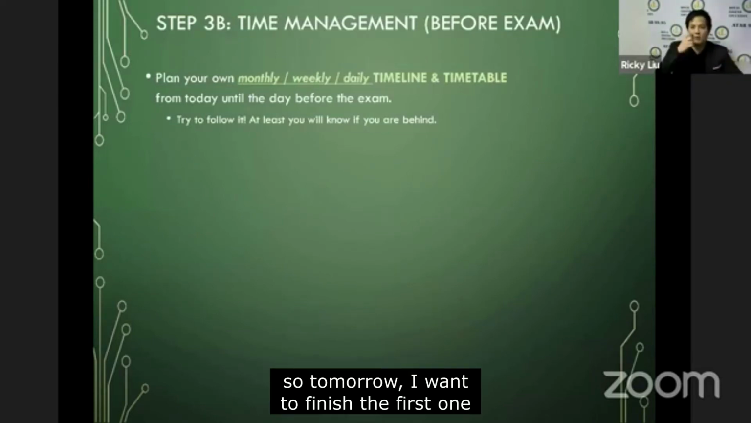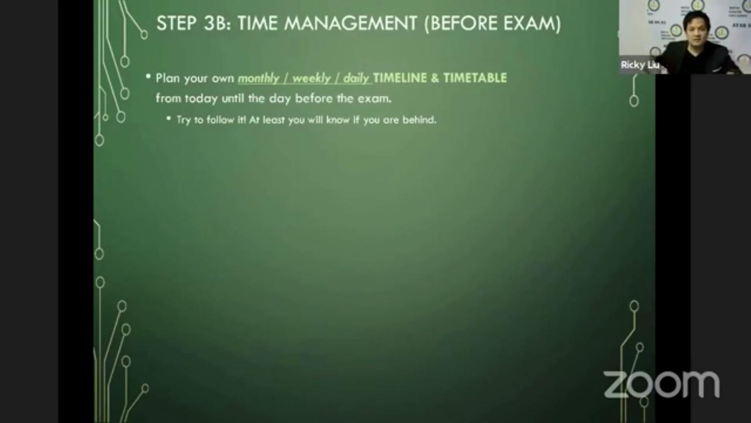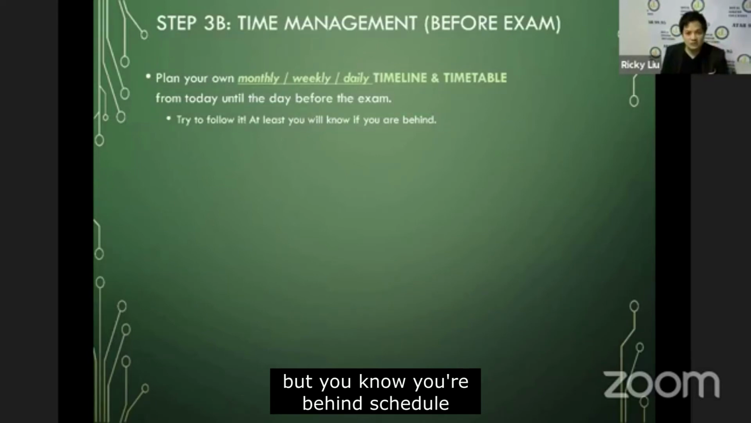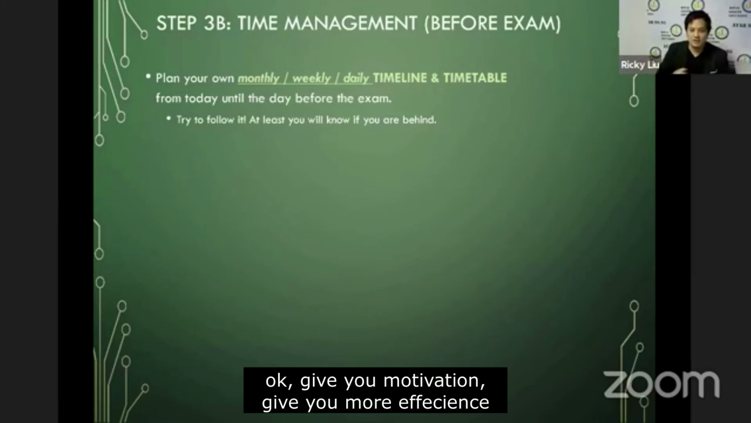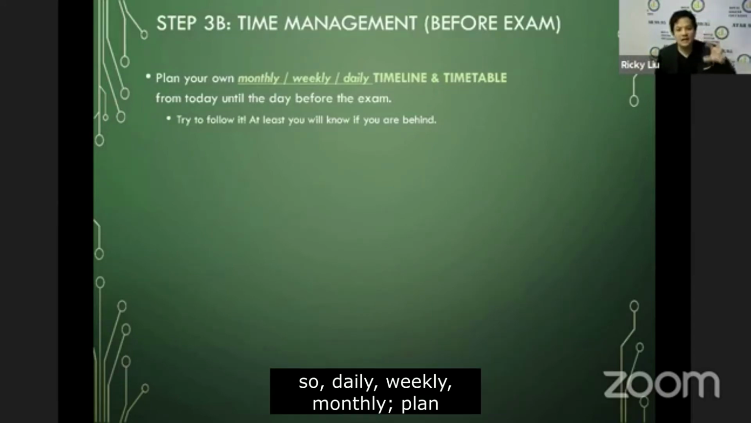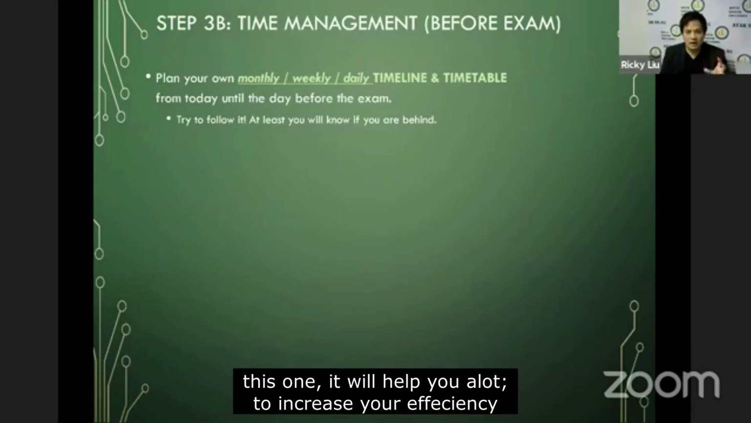So tomorrow, I want to finish the first one. Maybe I plan another paper 1 only instead of paper 1 and paper 2. I catch up, then I plan the next one. Okay, so even though you're not following, you know that you are behind schedule. So that's why I give you a plan to track. Okay, give you motivation, give you more efficiency. So daily, weekly, monthly plan. This one will help you a lot to increase your efficiency.